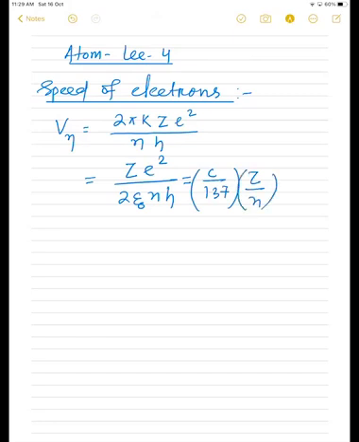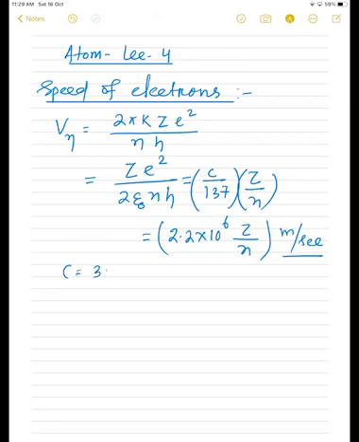You have to remember all the formulas. Putting the value of c by 137, you get 2.2 into 10 to the power 6 Z by n meter per second. In the question, the atomic number of the element will be given, and in which orbit it is moving will be given, then you can find its speed. And you know the speed of light c is equal to 3 into 10 to the power 8 meter per second.